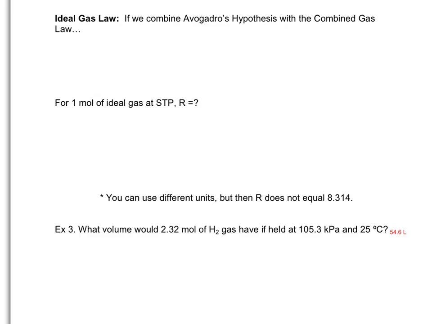Today we're going to talk about the ideal gas law. It was developed so that we had all the influences of gases in one equation. How it's derived is by combining Avogadro's hypothesis, the volume of a gas is directly proportional to the number of moles of gas, with the combined gas law, which involves the relationships between temperature, pressure, and volume. To derive this, let's start with the relationship of Avogadro's hypothesis.